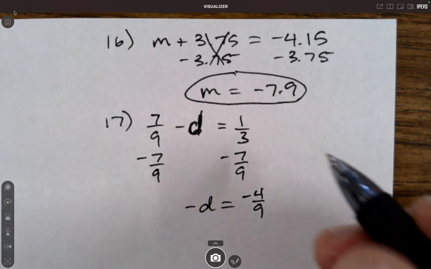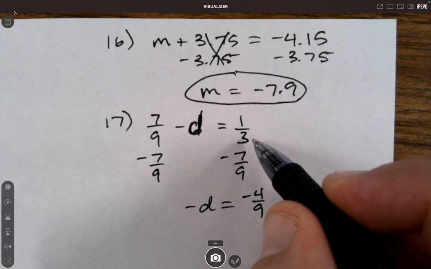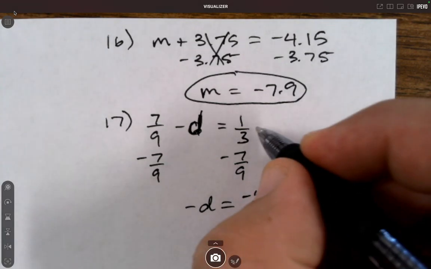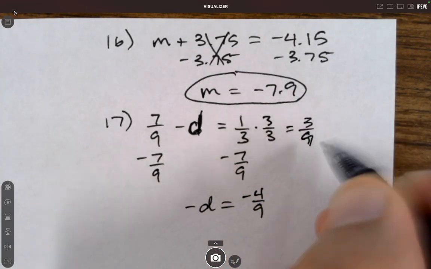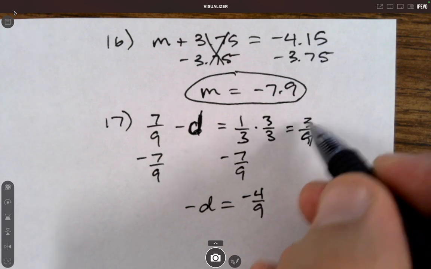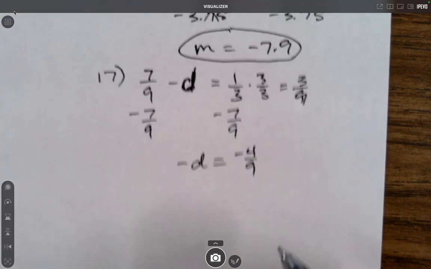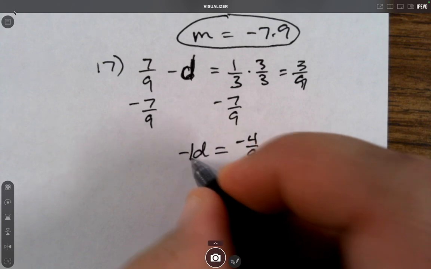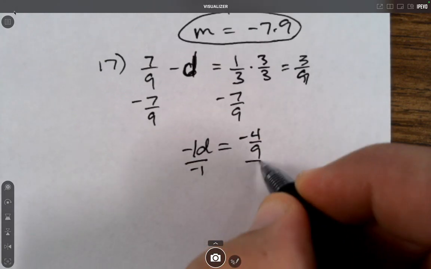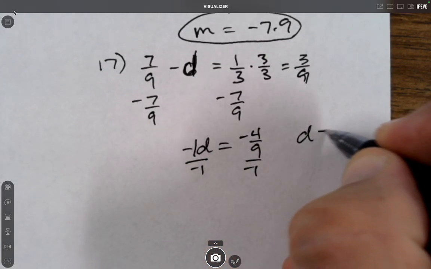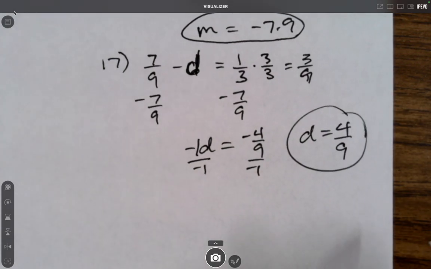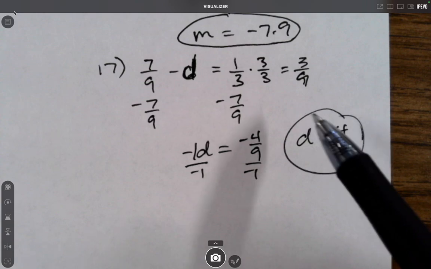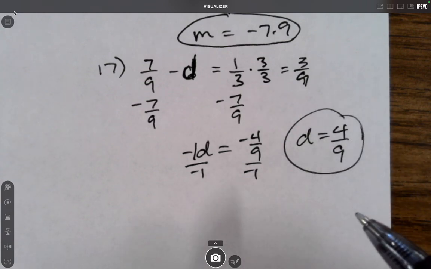So we get negative d equals 1/3 minus 7/9 is negative 4/9. And the way you can do that is you can say, I can convert this to ninths by multiplying top and bottom by 3. So 3/9 minus 7/9, 3 minus 7 is negative 4. And then just like we said before, there's an understood 1 here, so you can divide both sides by negative 1, and we get d equals 4 over 9. But again, I don't plan to give one like number 17 on the test.